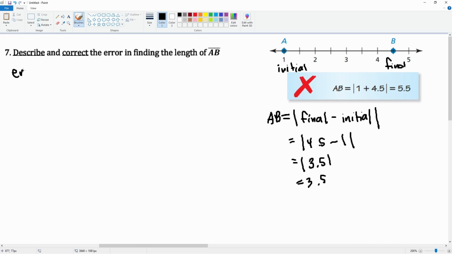So the error was the wrong formula, and the correct work is right here. All right, make sure you have the description of the error and the work that is correct.